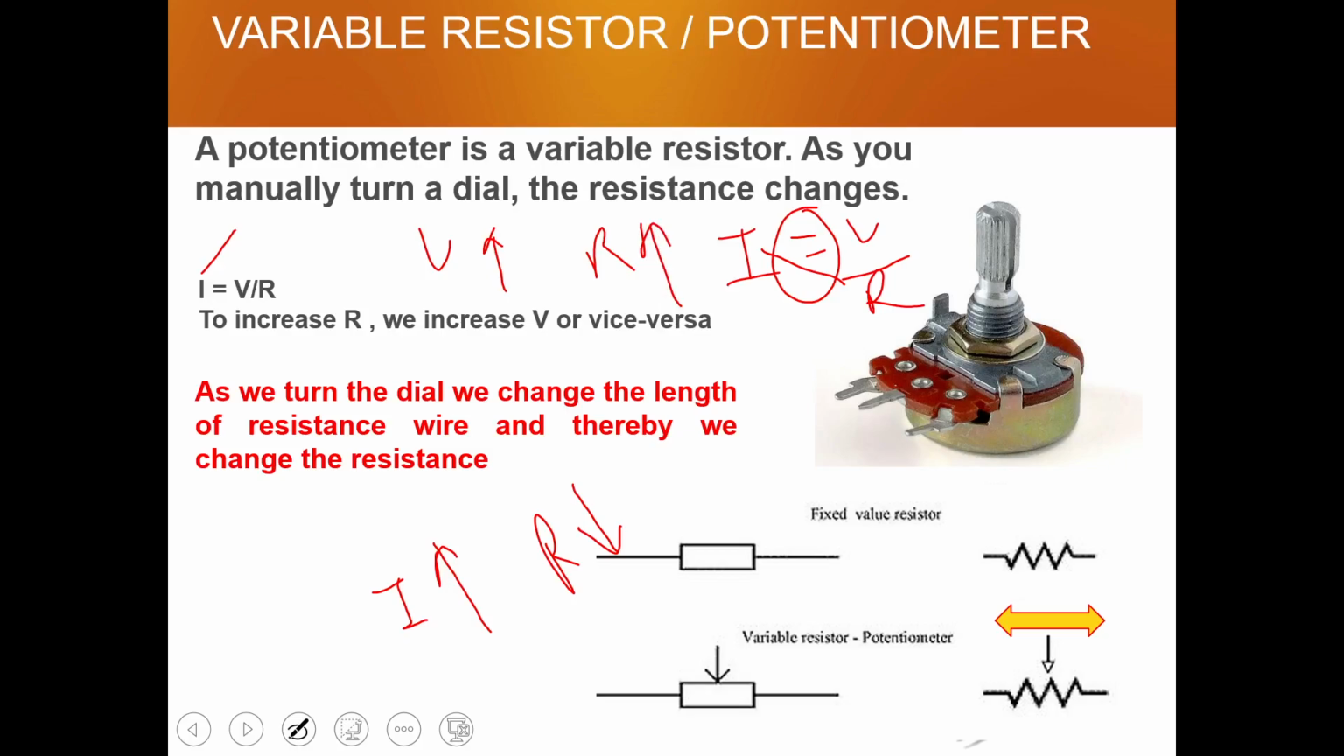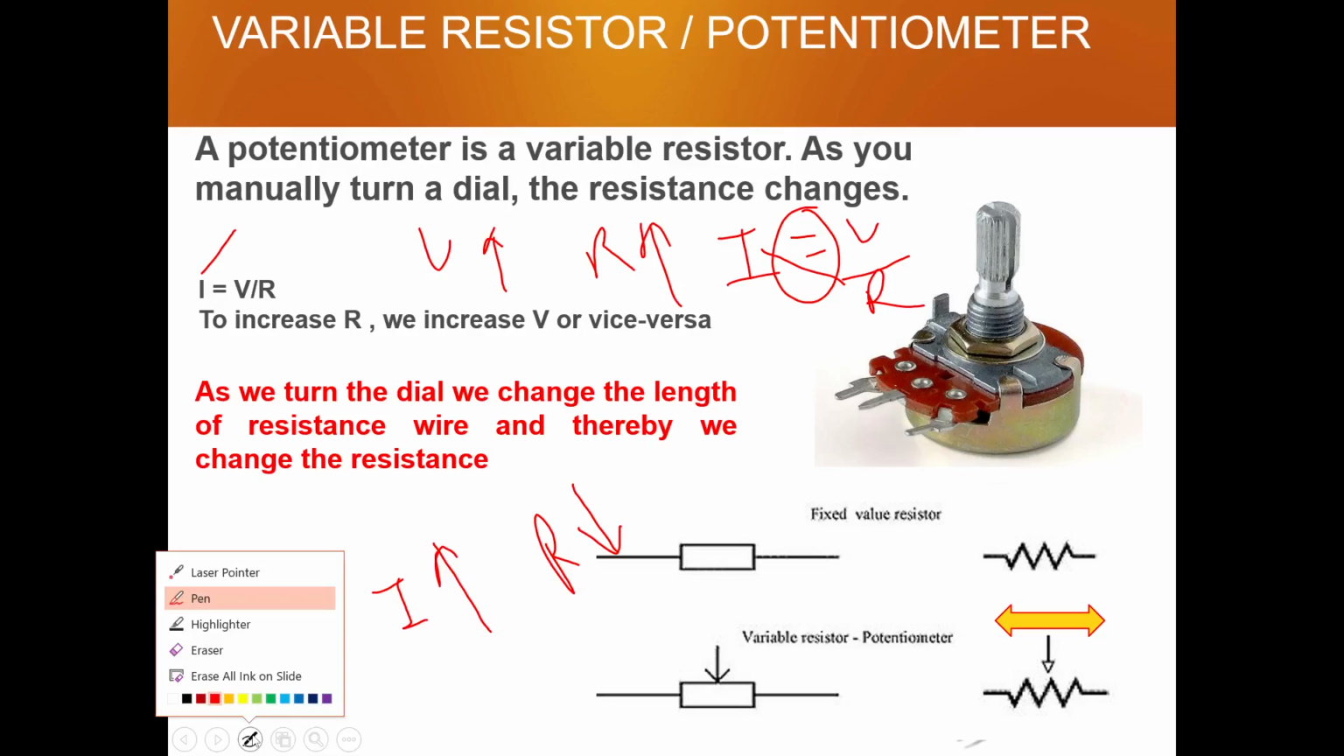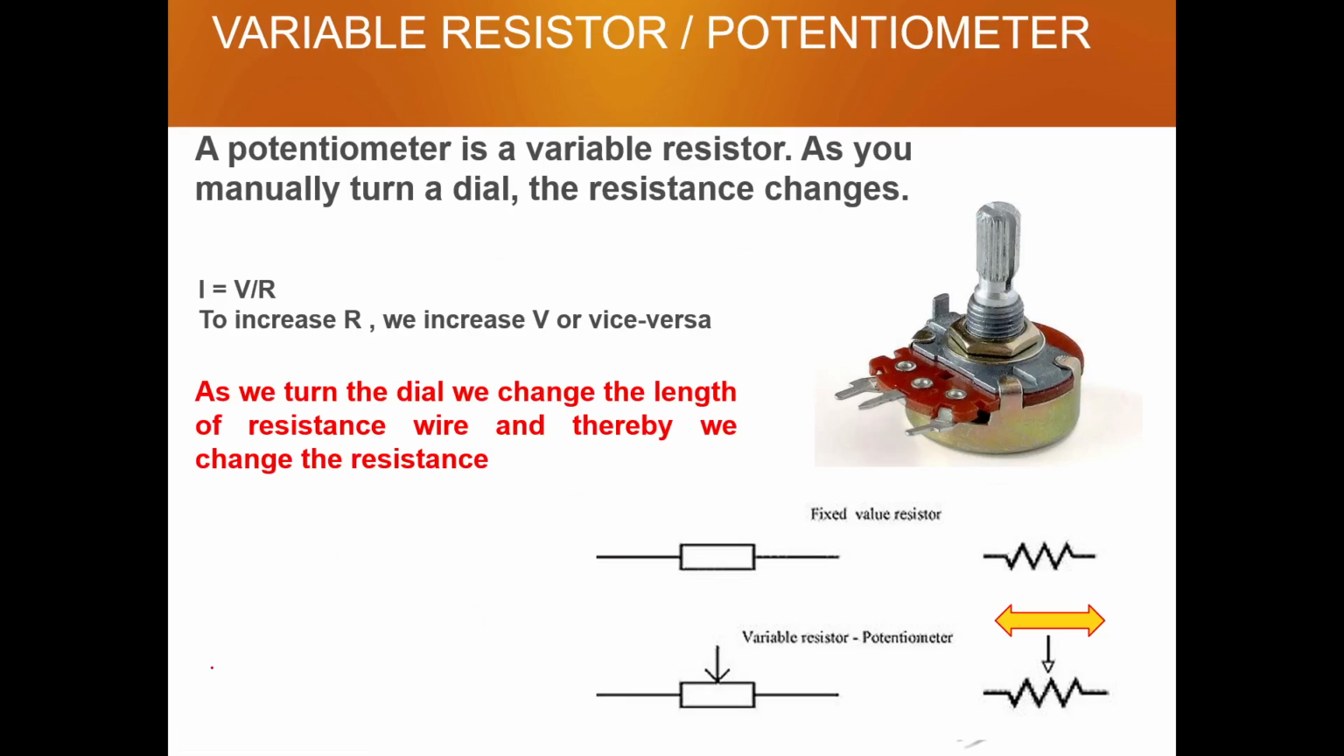Now, we must understand that this whole chapter is about reducing or increasing the amount of current based on our resistance value. We are going to control these two factors. Vice versa, if we want to increase the current, we will reduce the resistance, and if we want to reduce the current, we will increase the resistance.